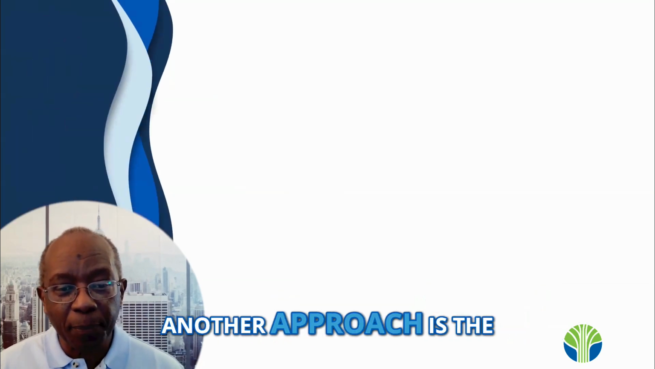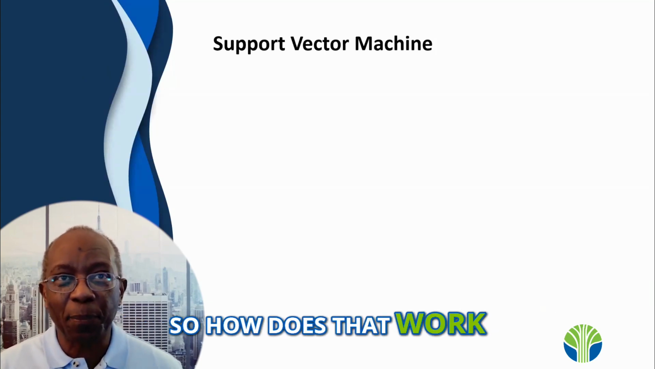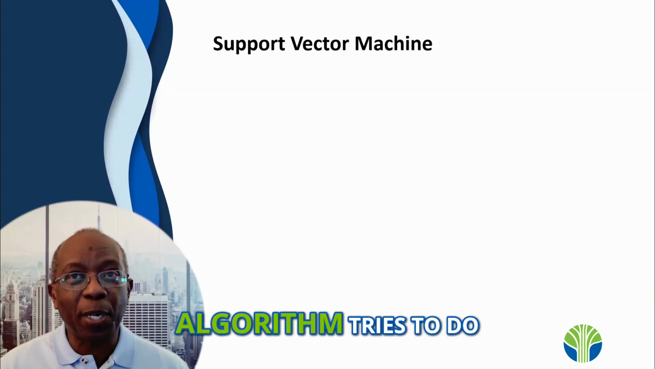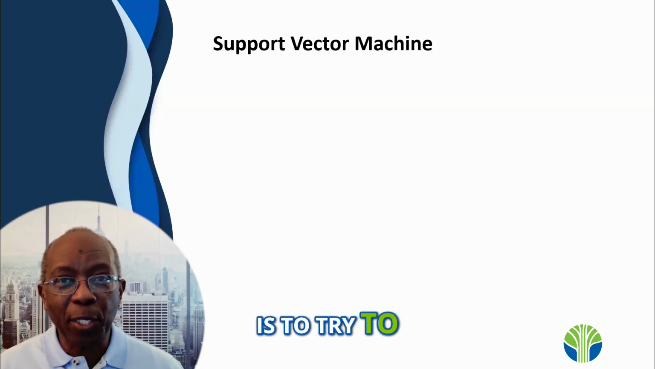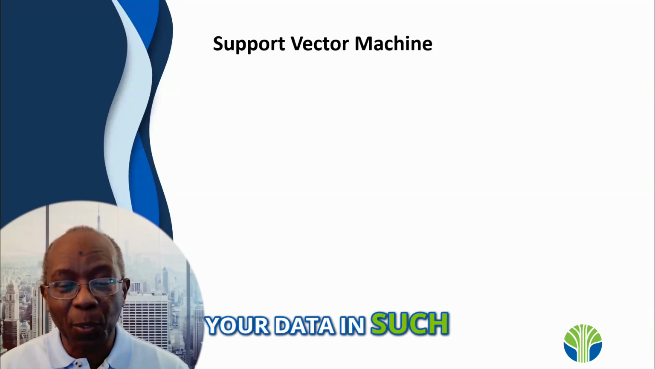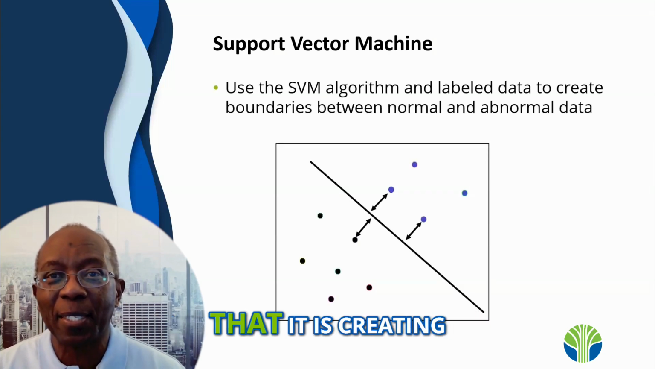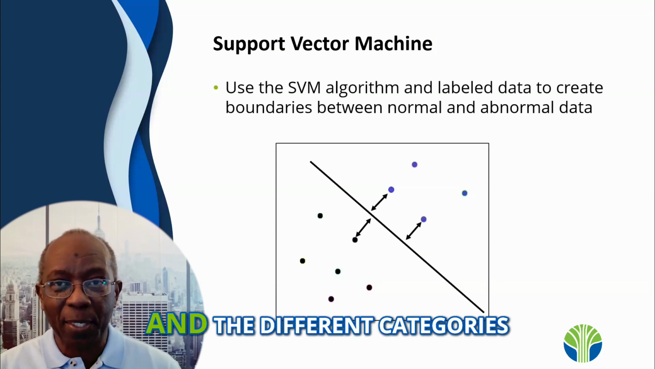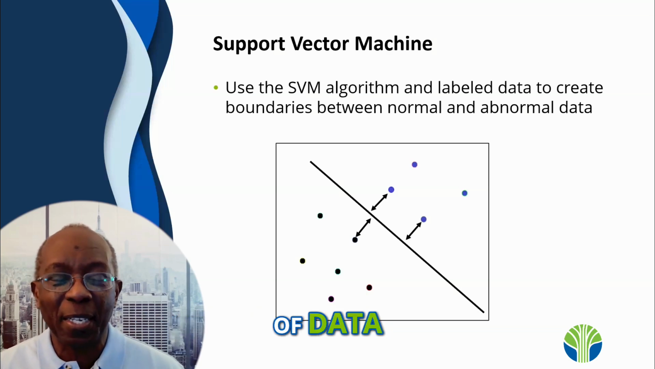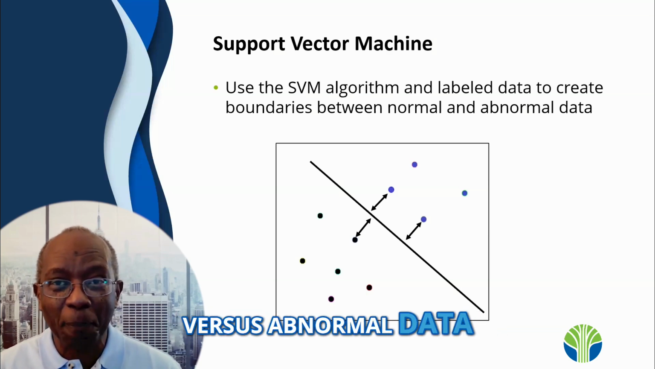Another approach is the support vector machine approach. So how does that work? Well, this time, what the algorithm tries to do is to try to cut a path through your data in such a way that the distance between that path that it is creating and the different categories of data, in our case, we're looking at normal data versus abnormal data, is as big as possible.